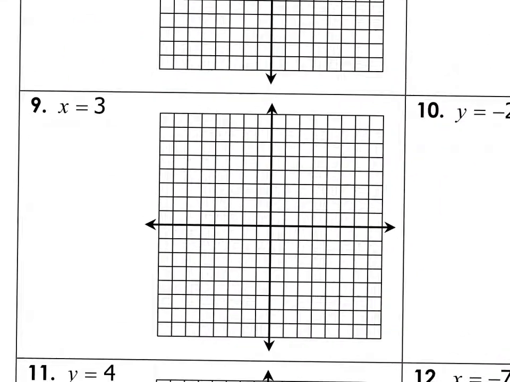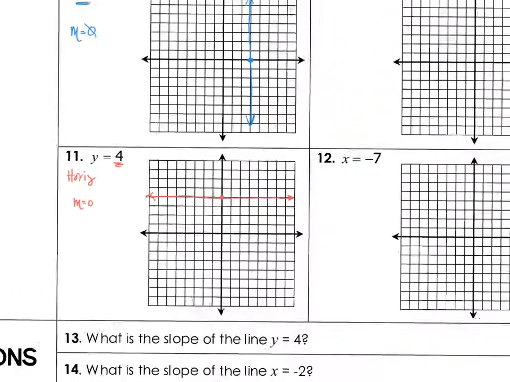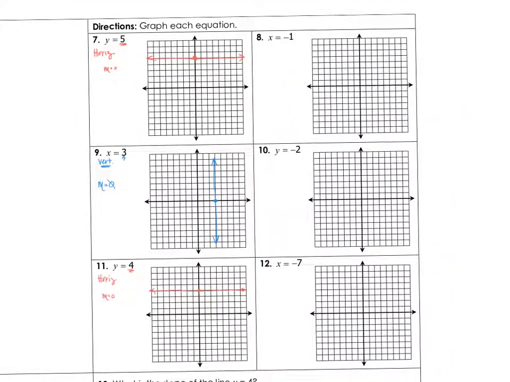In number 9, it's x equals 3, so that is a vertical line. And that vertical line is going through x equals 3, so let's find x equals 3, that's right there. That's x equals 3 with a vertical line going through x equals 3, and that slope is undefined. And for number 10, we're graphing a horizontal line, y equals 4, going through the y value, y equals 4. Okay, so a horizontal line through y equals 4, and that slope is 0. So using those as guides, you can graph 8, 10, and 12.